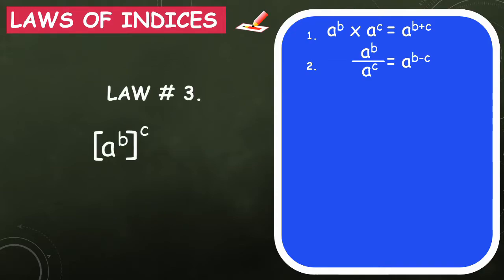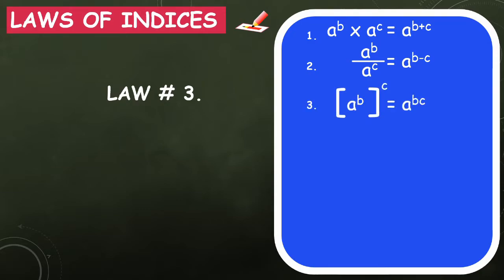Law number 3, if you have a power over another index, you can multiply the powers. So if you have a to the power of b, brackets to the power of c, that equals a to the power of b multiplied with c. Let's try some examples. 3 to the power of 2 brackets to the power of 4. This equals 3 to the power of 2 multiplied with 4, which is 3 to the power of 8.